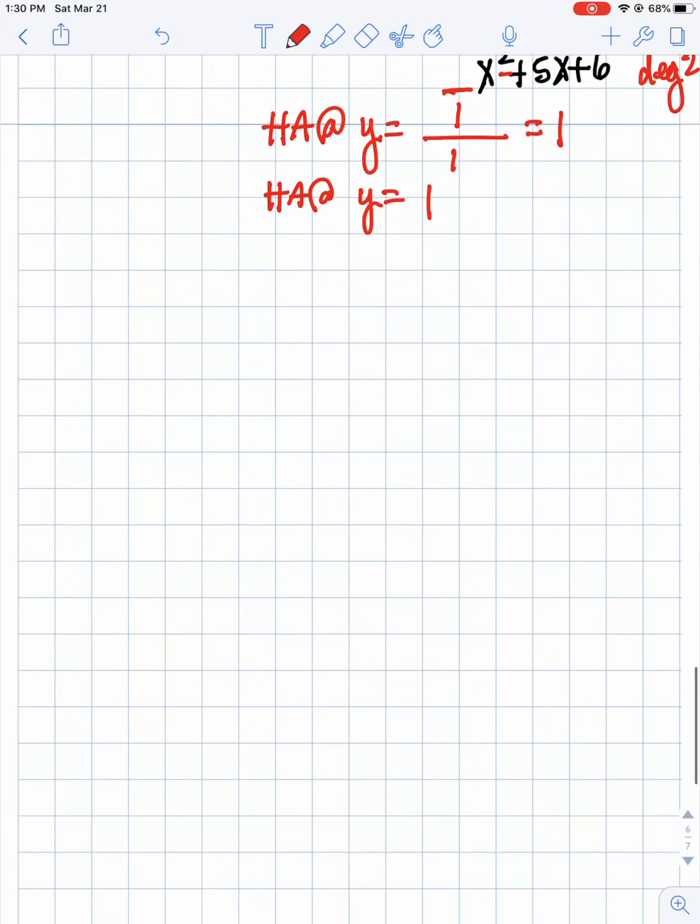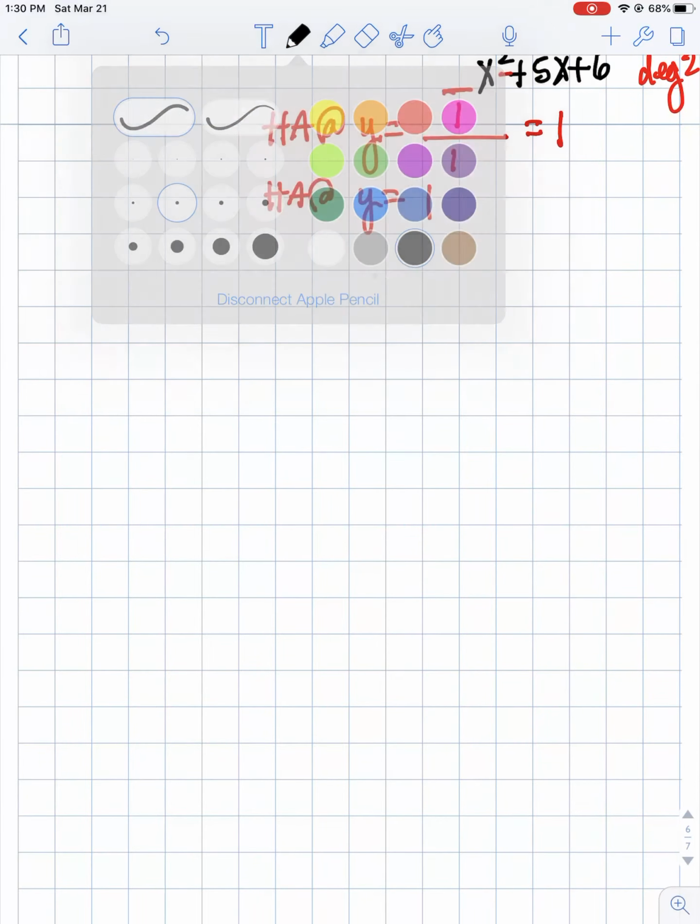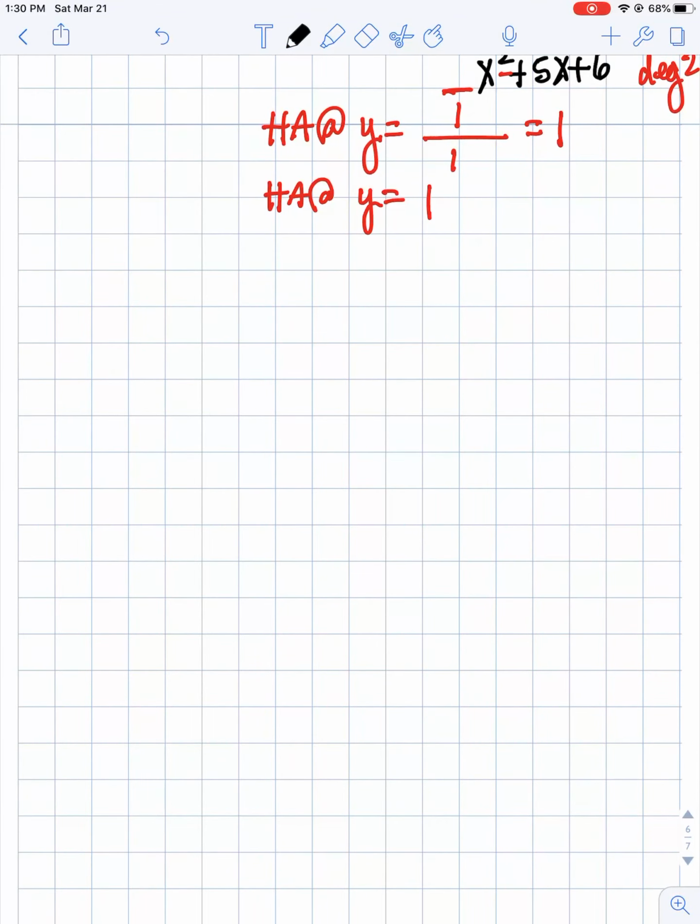Okay, so that's your horizontal asymptote notes. I've got one more type of asymptote to teach you. And if we were doing this in class, this would take a whole day to do all of this stuff. So the last one is a slant asymptote.